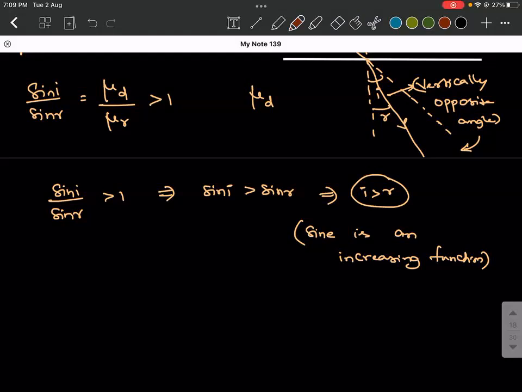Okay. So using the same logic, you guys can figure out what happens when the light travels from denser to rarer. It goes away from the normal. Away from the normal means away from the normal and the actual path. So from actual path, it should take an anti-clockwise turn. Okay, so that's what happens.